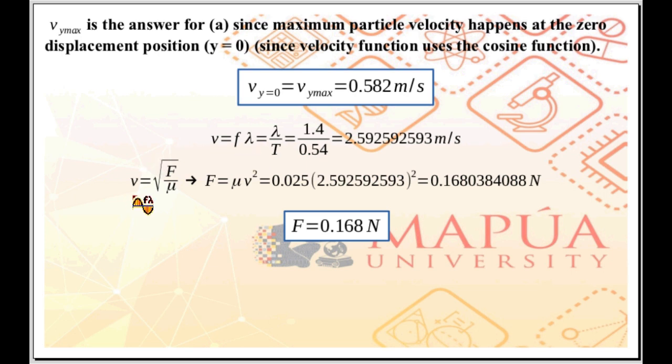Now, not only do we have a periodic wave, we also have a wave in a string. Thus, the speed of the wave is also equal to the square root of F over mu, where F is the tension in the string and mu is the linear mass density of the string. We are looking for the tension, so isolating, F is equal to mu v squared. Mu is given, v we have just determined, thus we are able to calculate the value of the tension in the string. F is equal to 0.168 newtons.